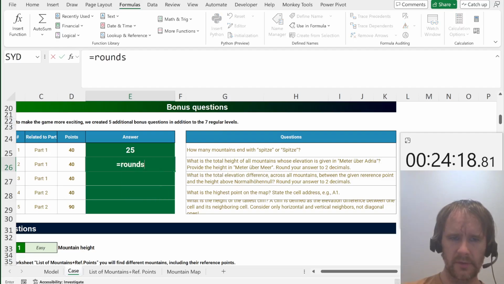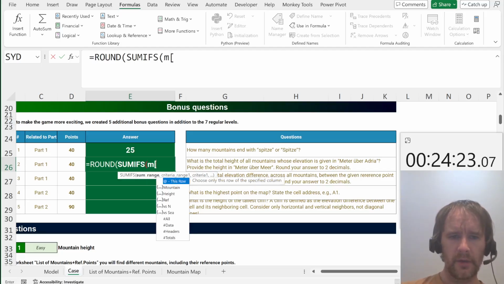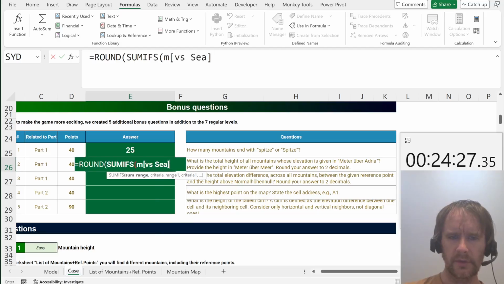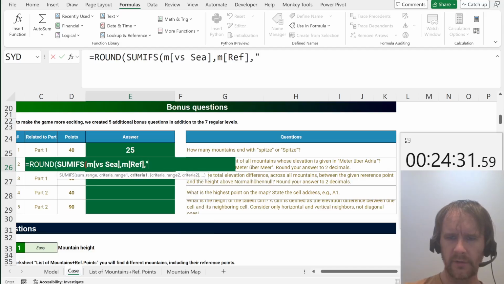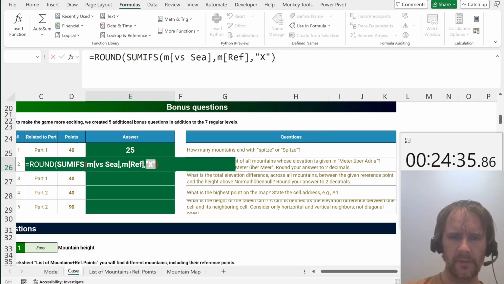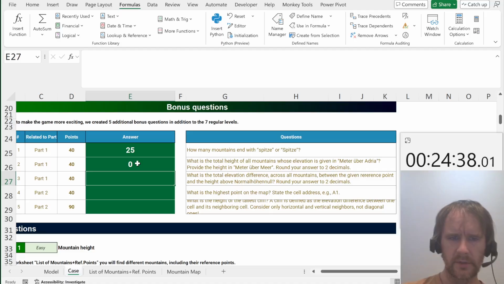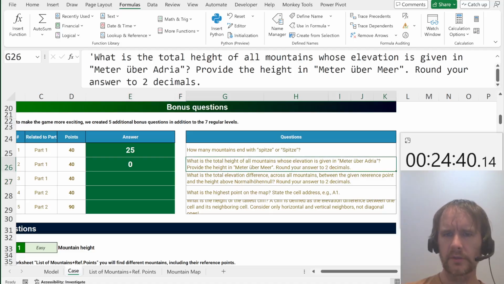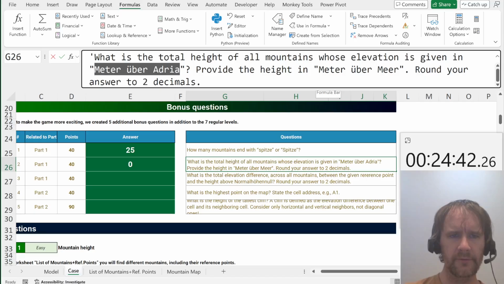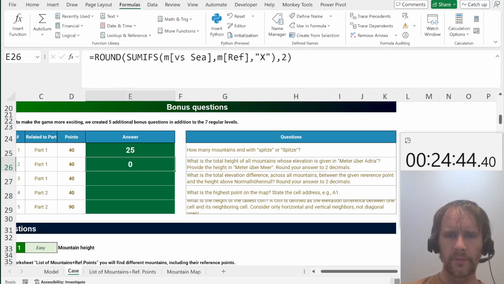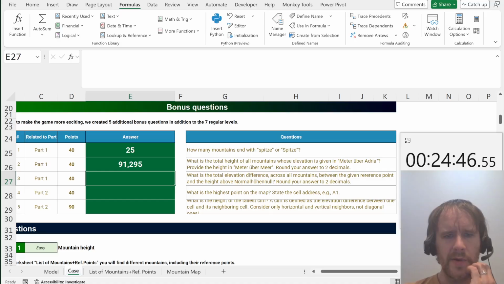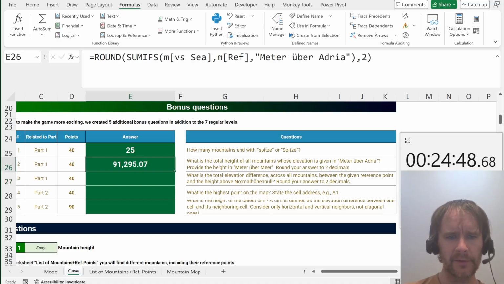We're going to say round sum of m versus sea level, where m ref is x, and then I'll just go copy it, round it to 2 decimal places, and this I'm not going to attempt to write by myself. Okay. Why is that not shown to do that?